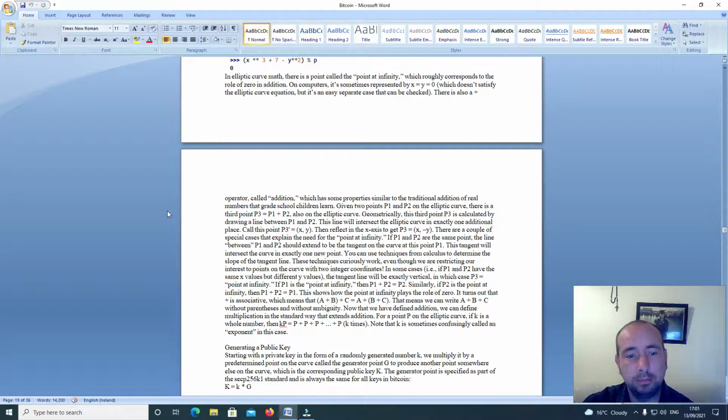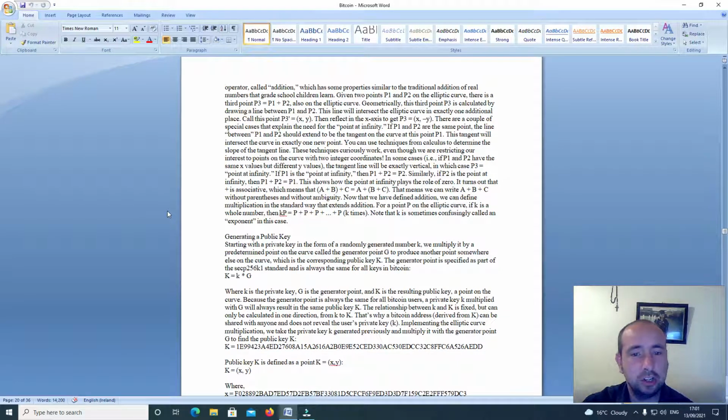There is also a plus operator called addition, which has some properties similar to the traditional addition of real numbers that grade school children learn. Given 2 points P1 and P2 on the elliptic curve, there is a third point P3 equals P1 plus P2, also on the elliptic curve. Geometrically, this third point P3 is calculated by drawing a line between P1 and P2. This line will intersect the elliptic curve in exactly one additional place, call it P3 equals x, y. Then reflect on the x-axis to get P3 equals x, minus y.